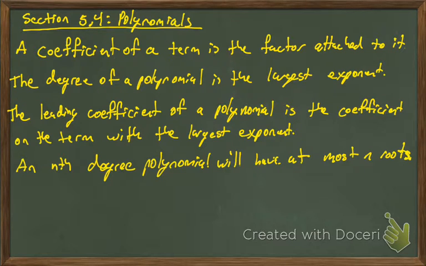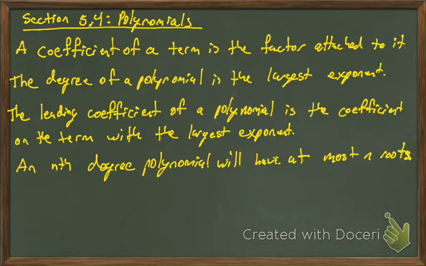So a little bit of terminology. A coefficient of a term is the factor attached to it. The degree of a polynomial is going to be the largest exponent, provided that it's completely expanded out. If it's factored, then it's a little trickier to figure out what the degree is. The leading coefficient of a polynomial is the coefficient on the term with the largest exponent. And the last thing we're going to mention here is an nth degree polynomial will have at most n roots.